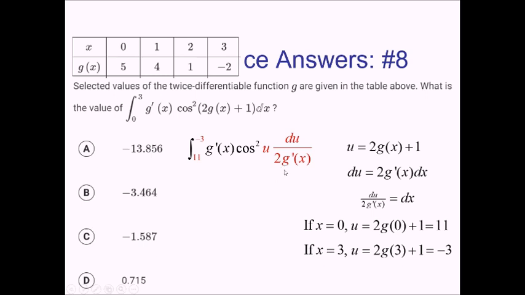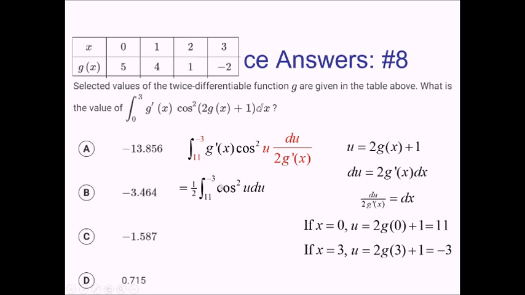And the other nice thing about changing dx to this stuff here is these g primes are now going to cancel out, which is great because we know absolutely nothing about g prime. We only know a little bit about g. G prime, we've got zilch. So this ends up being 1/2 cosine squared of u du. And at this point, since this is a calculator problem and I know exactly what I'm doing algebraically here, I am just going to plug this in the calculator.